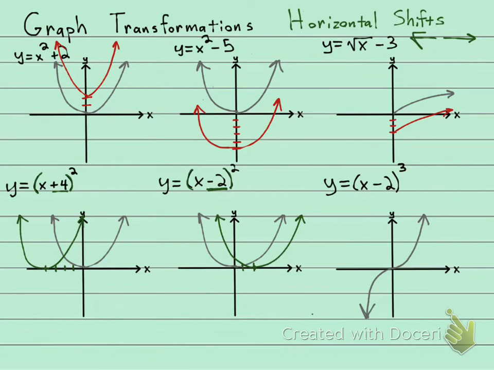And now we're going to move it 2 in which direction? Does the 2 belong to the x, or does the 2 belong to the y? In this case, it belongs to the x. And a minus 2 is going to move it 2 to the right. Okay, so here's what this graph looks like. All right, that is horizontal shifts.